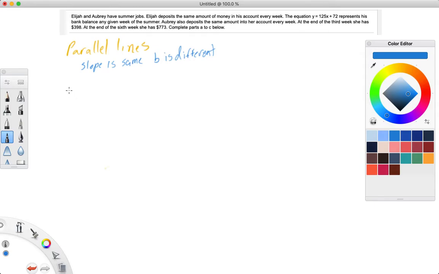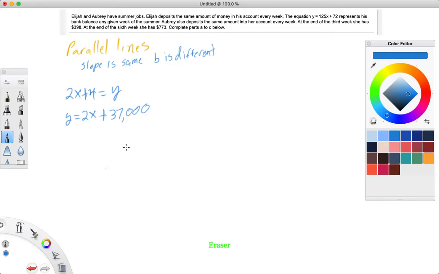If we have an equation 2x plus 4 equals y, and we want to create a parallel line to that, go ahead and make an equation of a line that would be parallel to y equals 2x plus 4. And all you really have to do is y equals 2x, and any number can go right here. As long as the slope is the same and the y-intercepts are different, you have a parallel line.